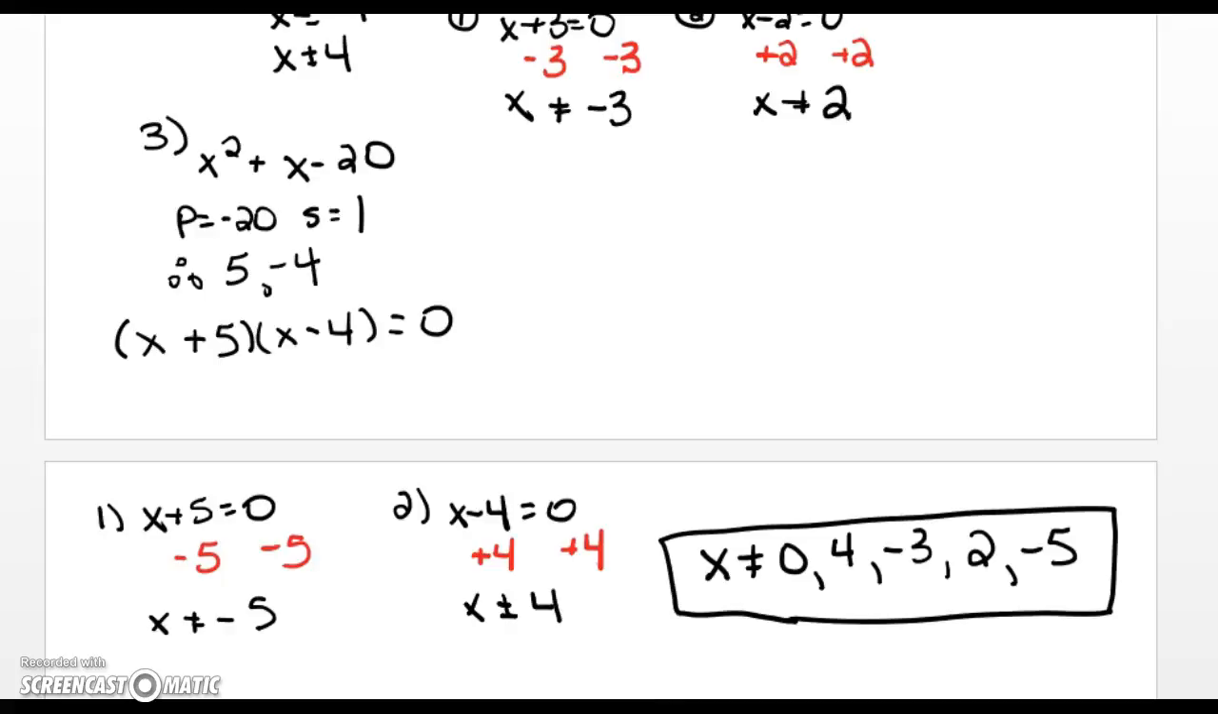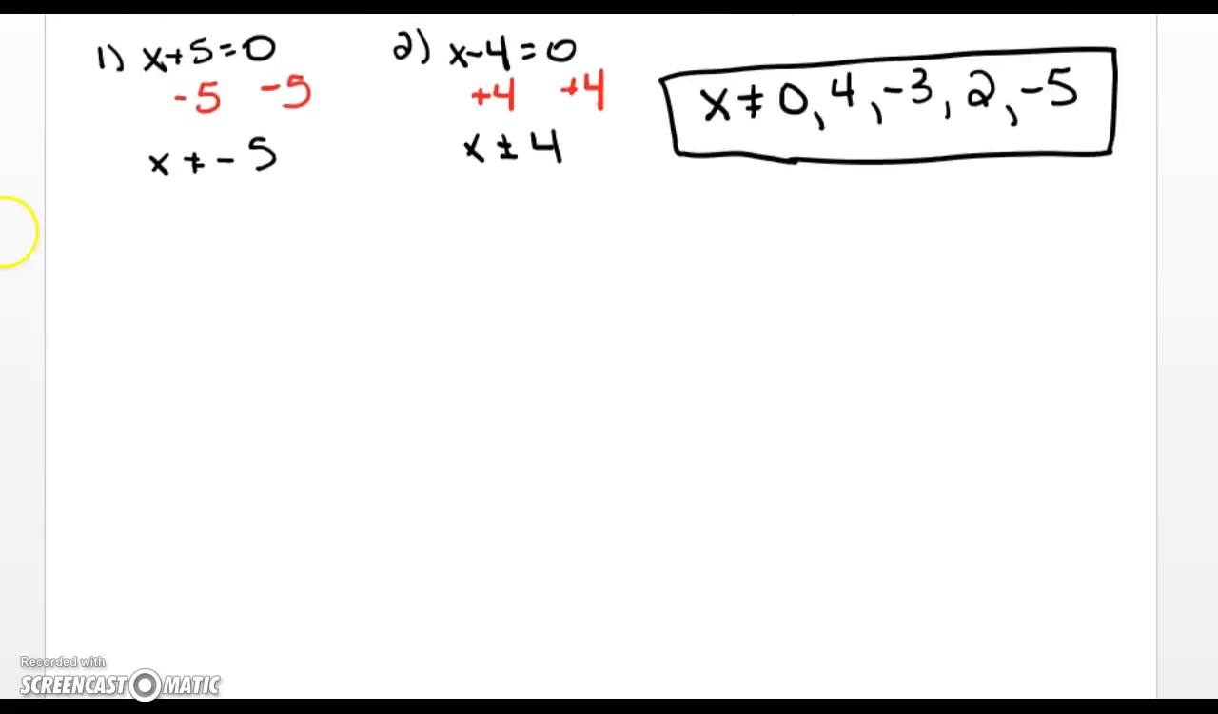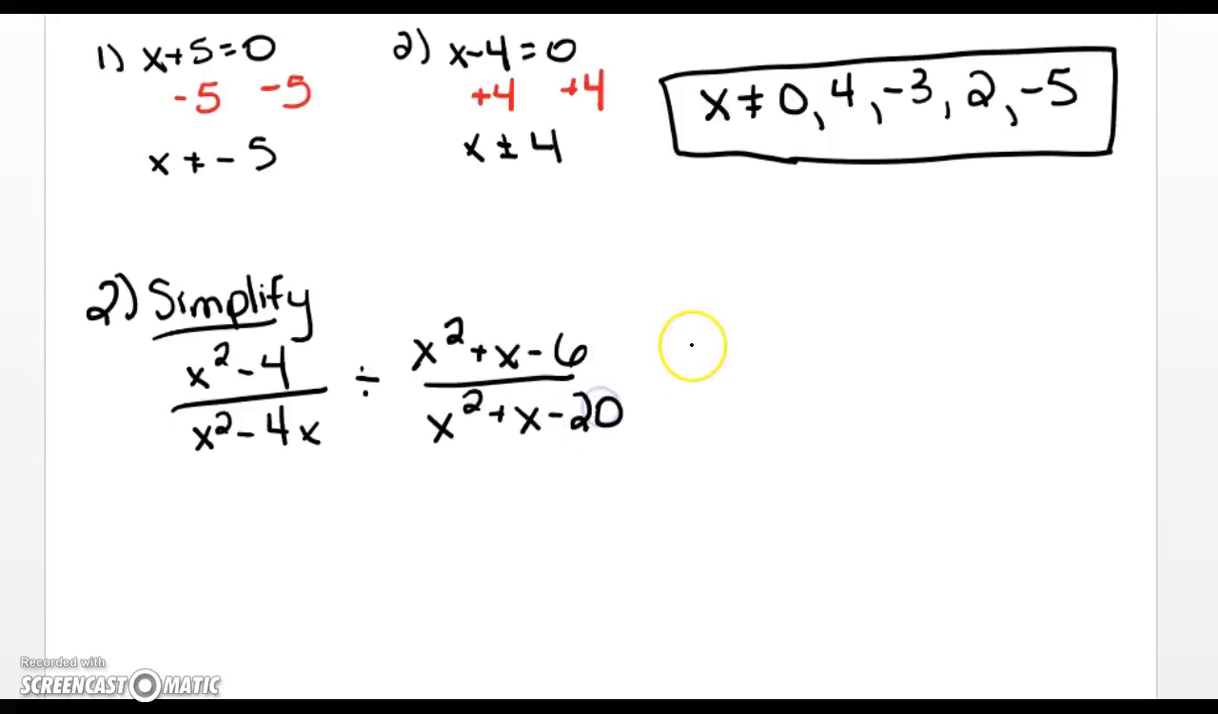So now that we have our non-permissible values, now we can actually look at solving this expression. So this will be step number 2 here, is to actually simplify. So I'm going to start by rewriting our expression here. So we have x squared minus 4 over x squared minus 4x divided by x squared plus x minus 6 over x squared plus x minus 20.